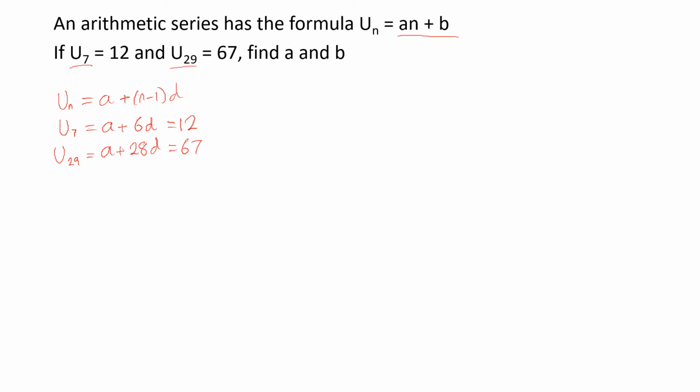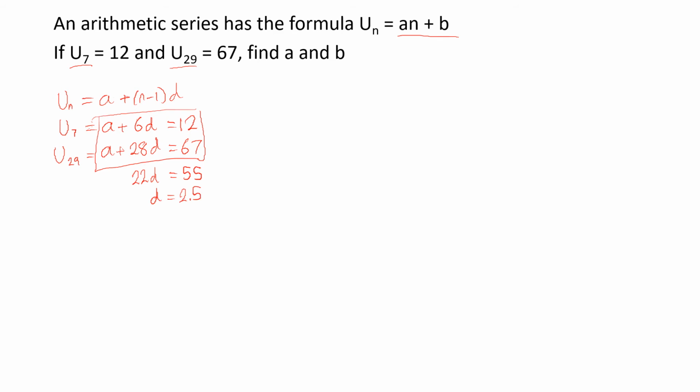Now what you essentially have there is a simultaneous equation in terms of a and d. And what we want to do is move around with those and find out what a and d actually are. So if we subtract the top one from the bottom one, we'll end up with 22d. And if we do 67 minus 12, we'll end up with 55. We can then divide that through by 22, and we can get that d is equal to 2.5.